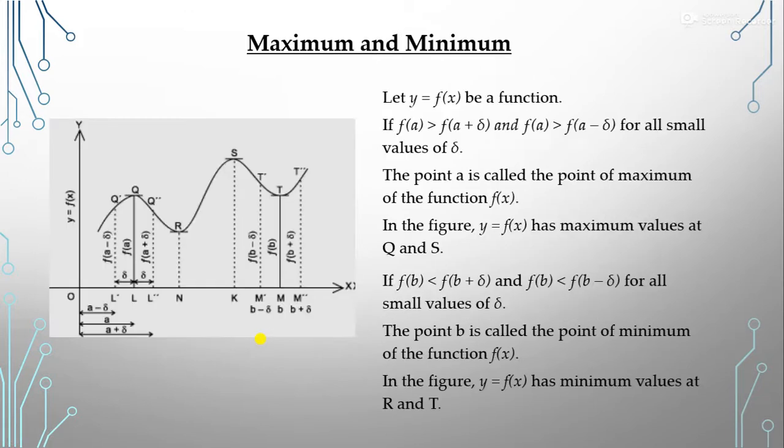Now, what is the maximum and minimum? How can you identify it? Here, this is the graph of our function y is equal to f(x). We can say that if f(a) is greater than f(a plus delta) and f(a) is greater than f(a minus delta), where delta is a very small value, then that point a, at which the function value is f(a), is called the maximum point of that function f(x).